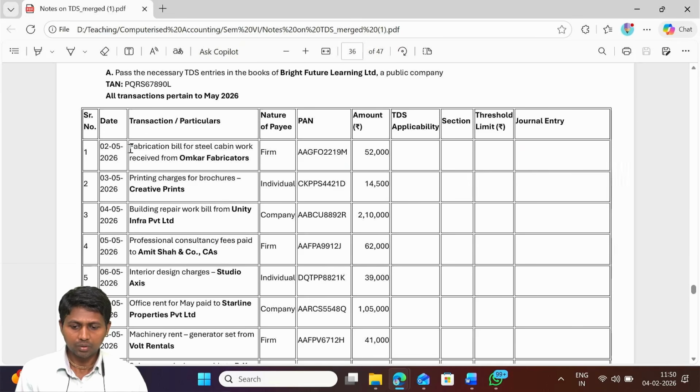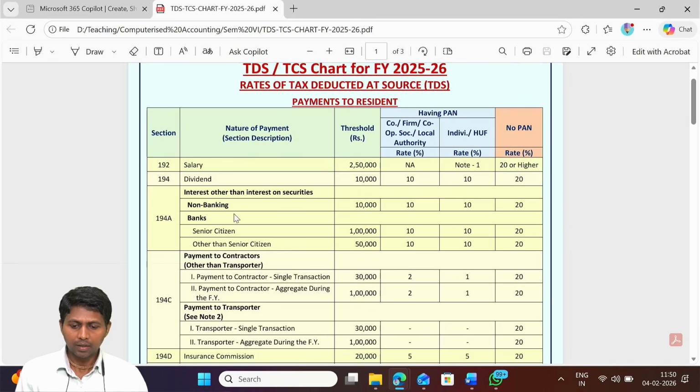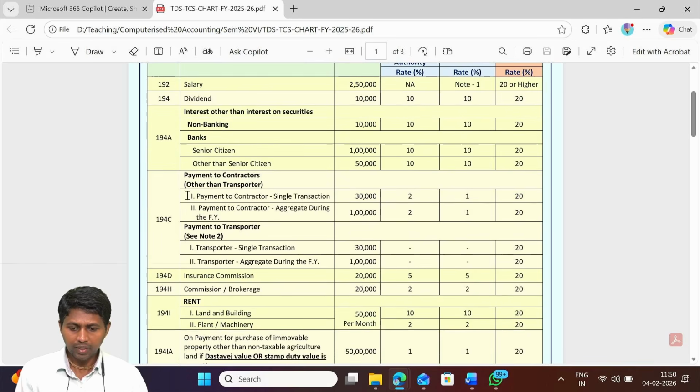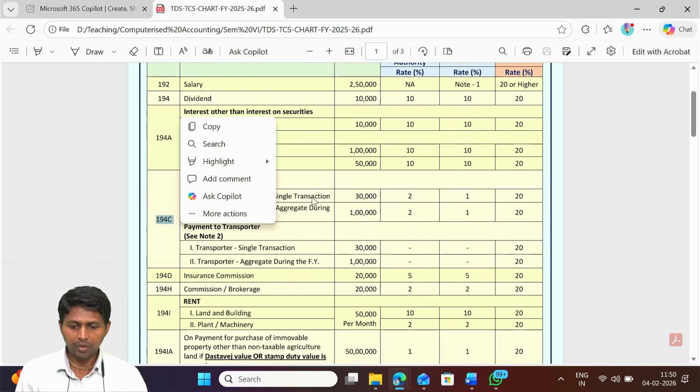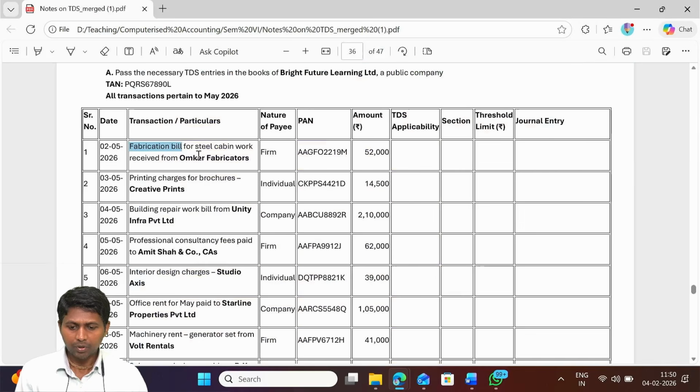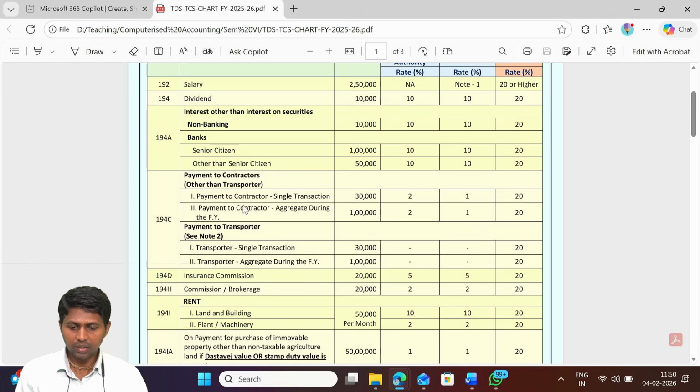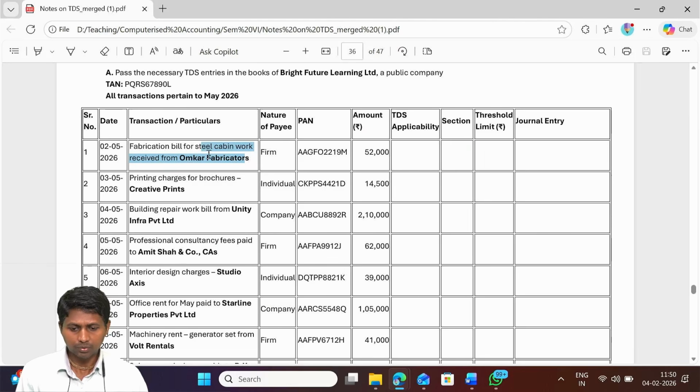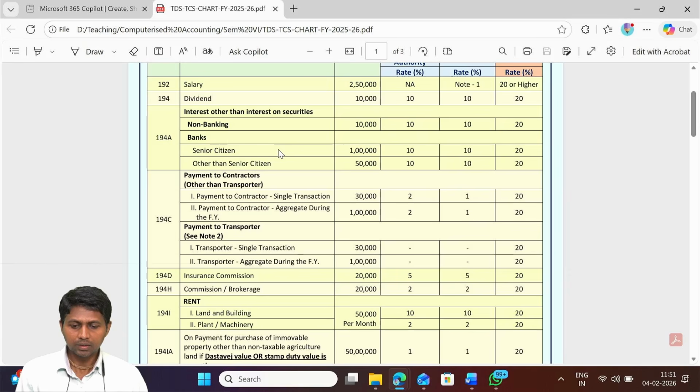Now, by reading, ask yourself, what is this? This is a contract. Now, related to contract, do you have anything? Yes, related to contract we have 194C, payment to contractors. And in the payment to contractors, which type of contract is this? Whether this is a transport contract or any other contract. This is any other contract. This is not a transport contract, correct? You have got the steel cabin work contract. This is covered in other contracts. In contract, you will find fabrication, painting, printing, etc. All these contracts. But this contract is of fabrication, and because this is of fabrication, now check the threshold limit.